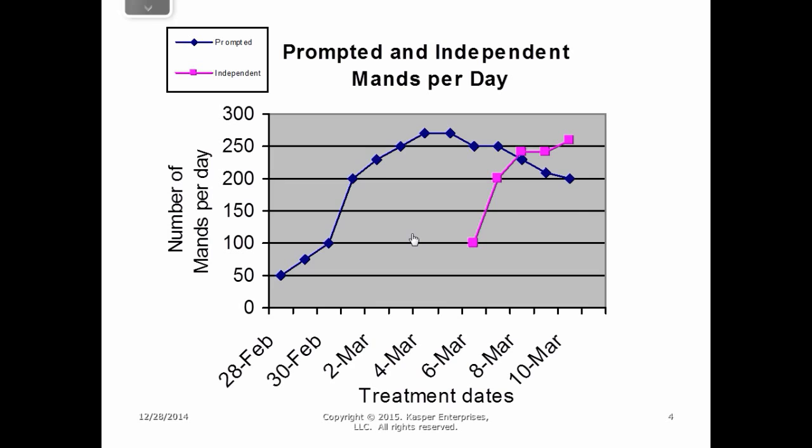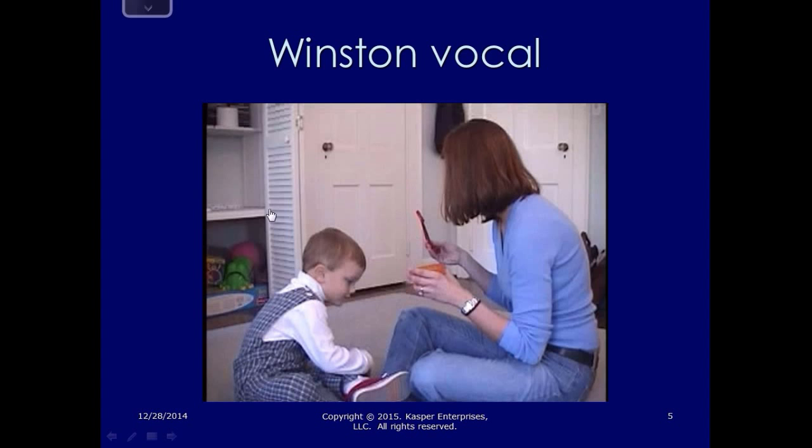So you can see around March 9th, he's got about 250 prompted and 250 independent requests. And this was about the time that he started vocalizing while signing.